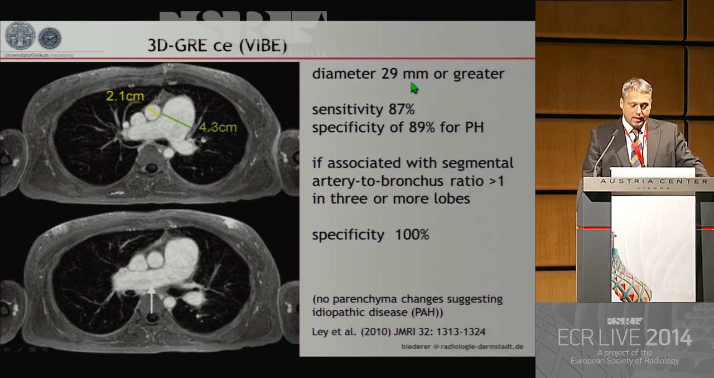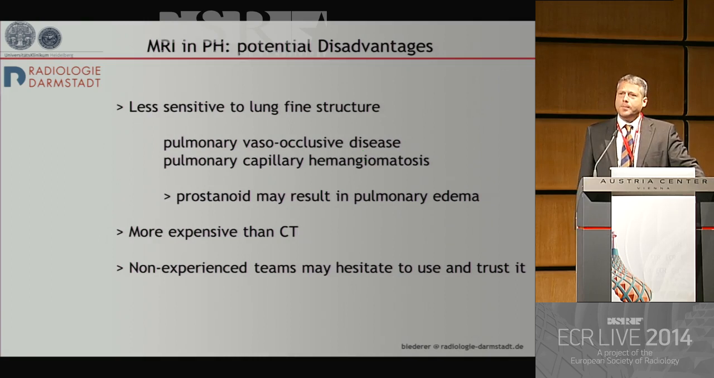And again, we have this 29 millimeter diameter number where we have a sensitivity and specificity of approximately 90% for pulmonary hypertension. And if we associate it with the segmental artery to bronchus ratio, we can also see this on the MR images. We can get very specific just from the lung morphology.